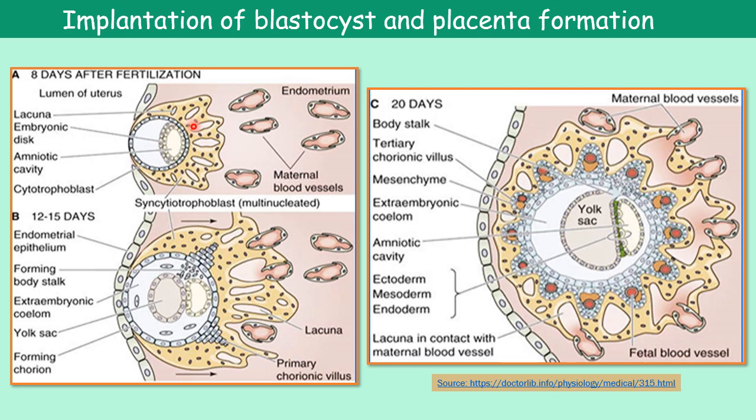Below, after 12 to 15 days of fertilization, the yolk sac is well developed and the chorion is delineated, and now the extraembryonic coelom is called the chorionic cavity, and the conceptus is now suspended by the connecting stalk within this chorionic cavity. And after 20 days of fertilization, three germ layers are developed.